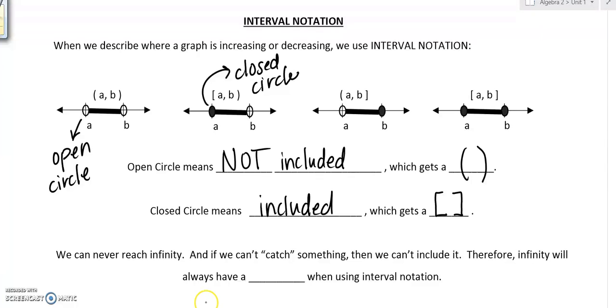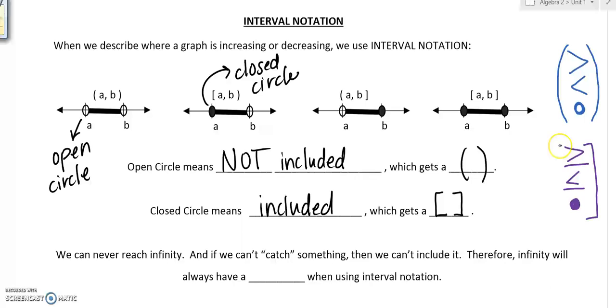A way that I like to remember it, and I'm just going to write this off to the side: if you have a greater than symbol or a less than symbol, you automatically have an open circle. With that, you also have a set of parentheses. Those are like best buds, they all go together. The other way is if you have greater than or equal to, less than or equal to, you automatically know you're going to have a closed circle. If you ever have a closed circle, that goes with brackets. Again, these four are like best friends. That's an easy way for me to draw it and remember it.